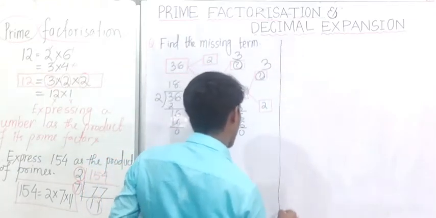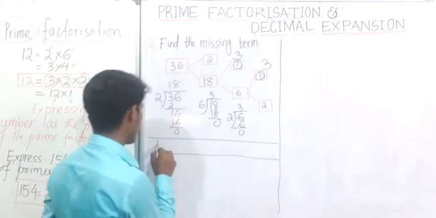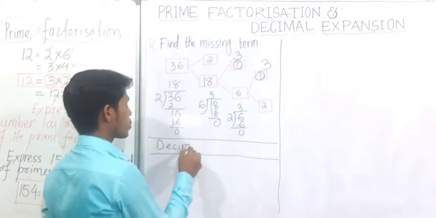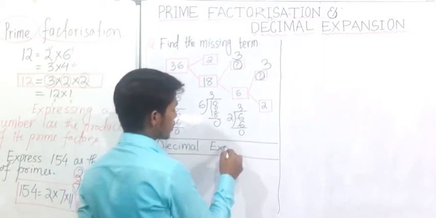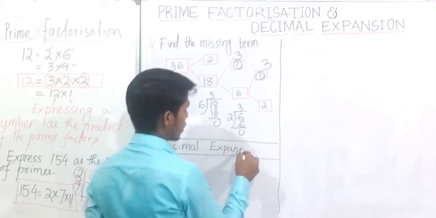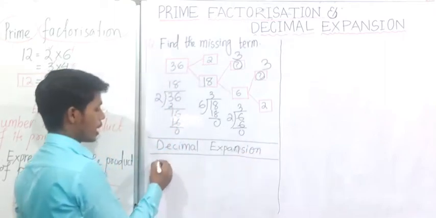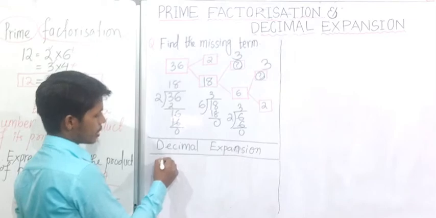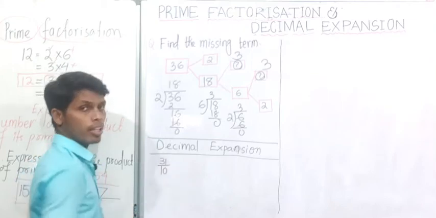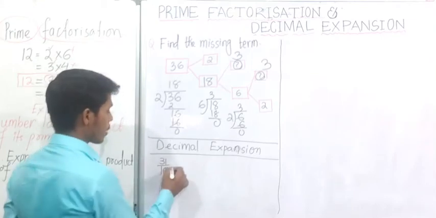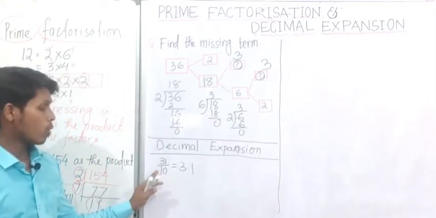Everyone knows about the decimal numbers. So what is decimal expansion? Decimal expansion means when we write rational numbers in the form of decimal numbers, those are called decimal expansion. For example, if we have been given a rational number such as 31 by 10, it can be written as 3.1. It is very easy because 10 was in the denominator.